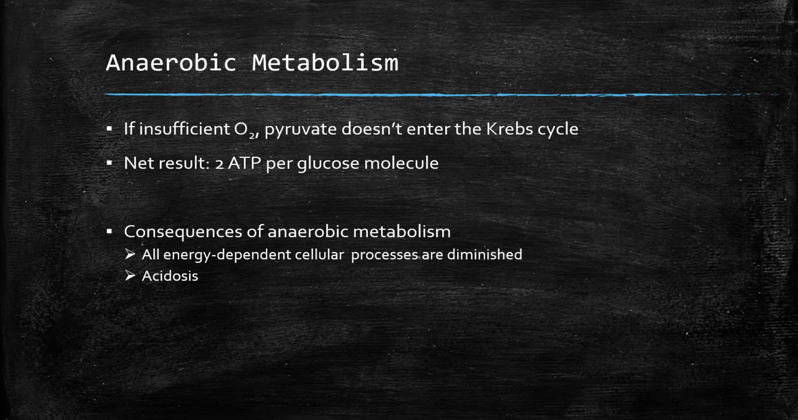If there is insufficient oxygen available, pyruvate is unable to cross the mitochondrial membrane and enter the electron transport chain. This means that the cell loses out on the 36 ATP molecules that the Krebs cycle would have generated. The net result is that only 2 ATPs per glucose molecule are generated during anaerobic metabolism. This has two important consequences for a cell. The first is that all energy-dependent cellular processes are greatly diminished. The second important consequence is the development of acidosis.